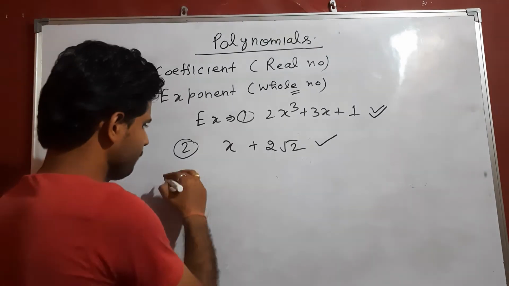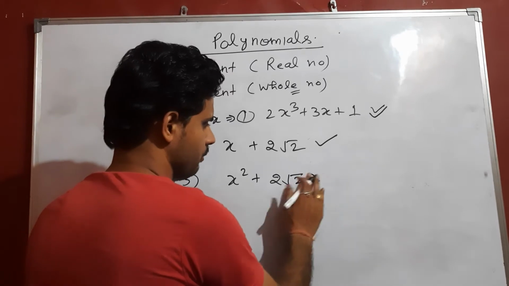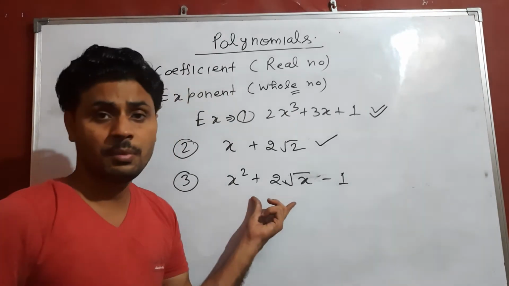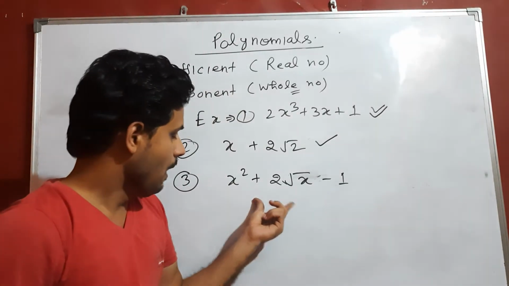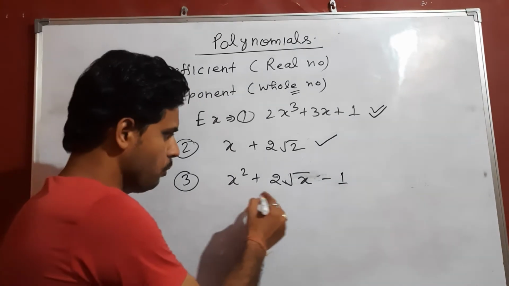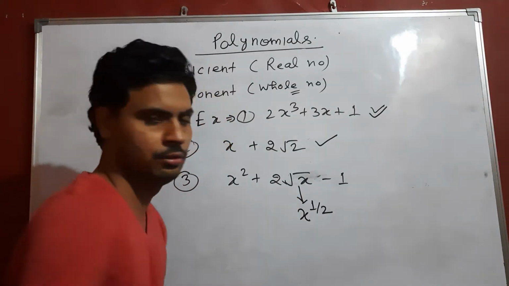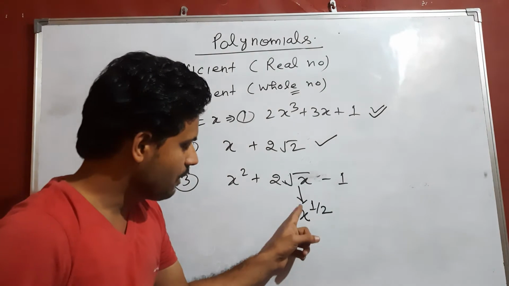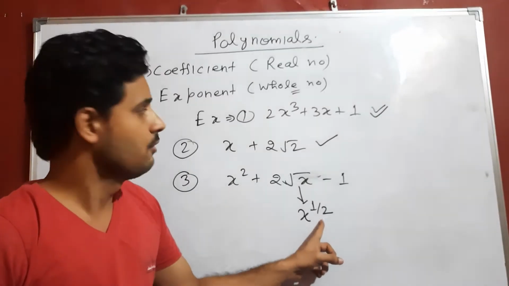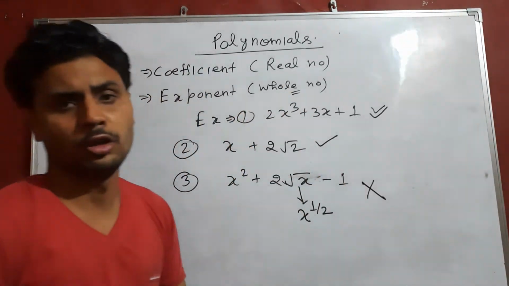More examples. 2 root x minus 1. Is this a polynomial? Actually, the coefficient satisfies the condition, but the exponent, root x, is written as x power 1 by 2. Means the power is a fraction, which is not a whole number. That's why this cannot be a polynomial.